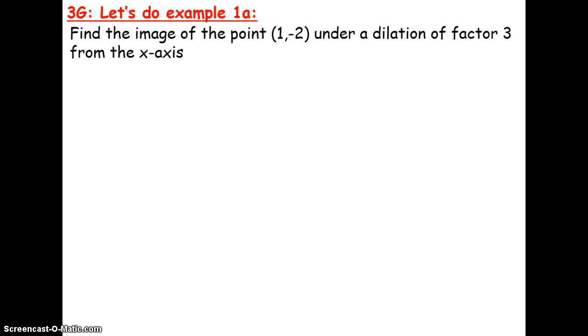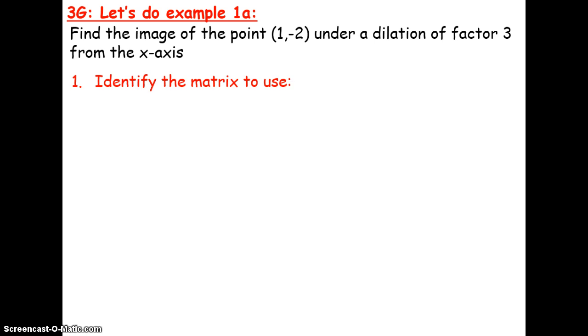Let's do an example from this. This is example 1a from 3G. It is, I believe, on page 109. The question says, find the image of the point 1, negative 2 under a dilation of factor 3 from the x-axis. What that means is there is a point in an f of x graph, or y equals something graph, and that point is 1, negative 2. So it's saying when we dilate by a factor of 3, what does that point become? Where does that point go to? Where does it map to as the image when we do the image equation?